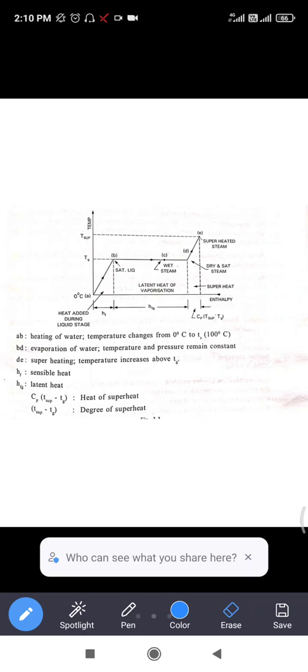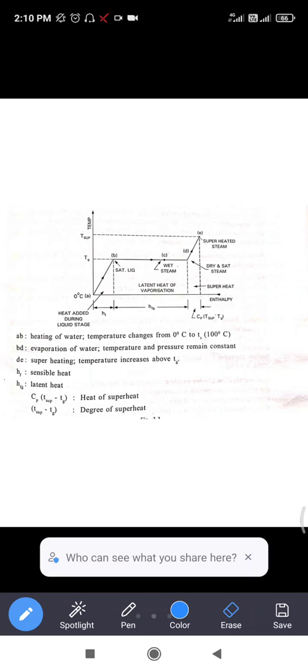As I have said, further addition of heat will cause the water to evaporate at constant temperature Tg, and the fluid at condition C, the steam, is known as wet steam. At the point C, it contains water particles.